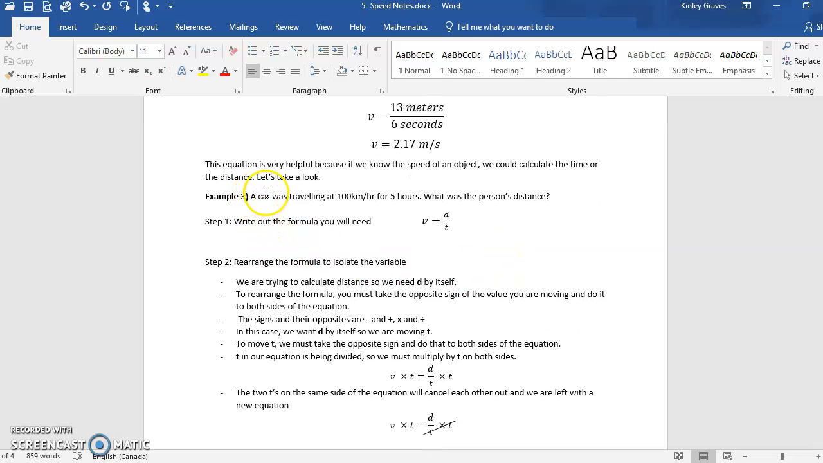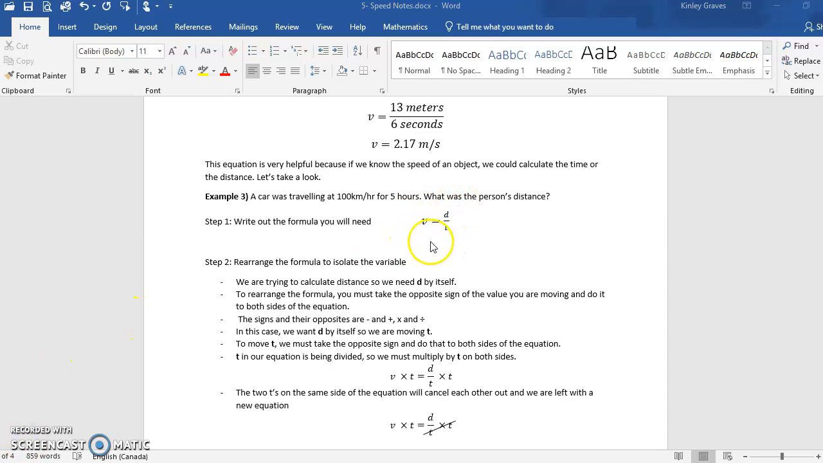A car was traveling at 100 kilometers per hour for 5 hours. What was the person's distance? In this case, we're looking to solve for D rather than solving for V. We already have the speed, which is 100 kilometers per hour, and now we're looking to solve for distance.